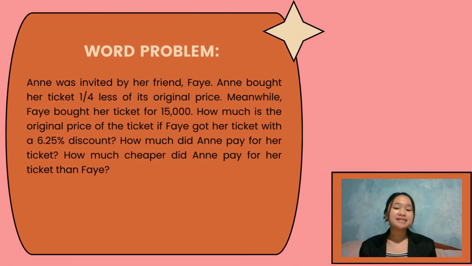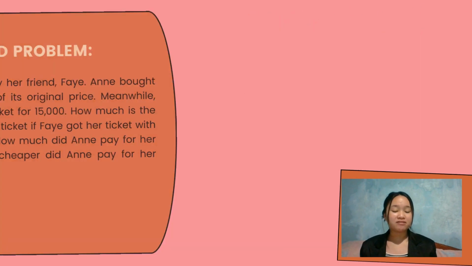So, in line with that, stated here is our original math-related word problem. Anne was invited by her friend Faye. Anne bought her ticket one-fourth less of its original price. Meanwhile, Faye bought her ticket for 15,000 pesos. How much is the original price of the ticket if Faye got her ticket with a 6.25% discount? How much did Anne pay for her ticket? How much cheaper did Anne pay for her ticket than Faye?